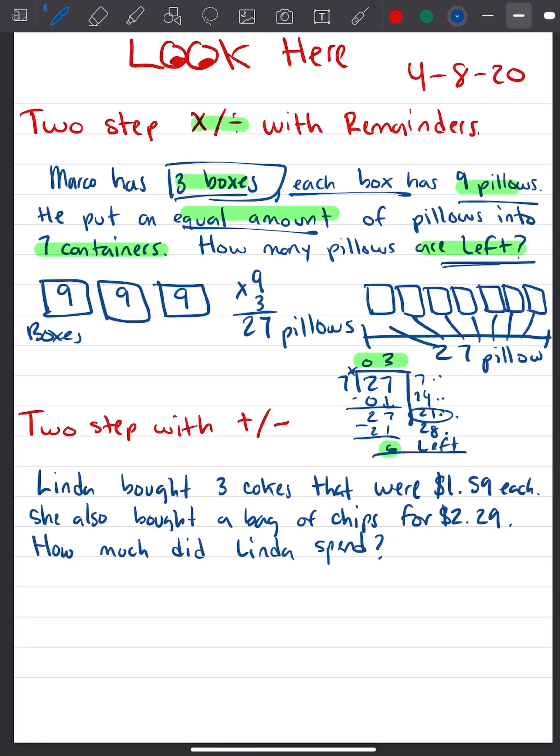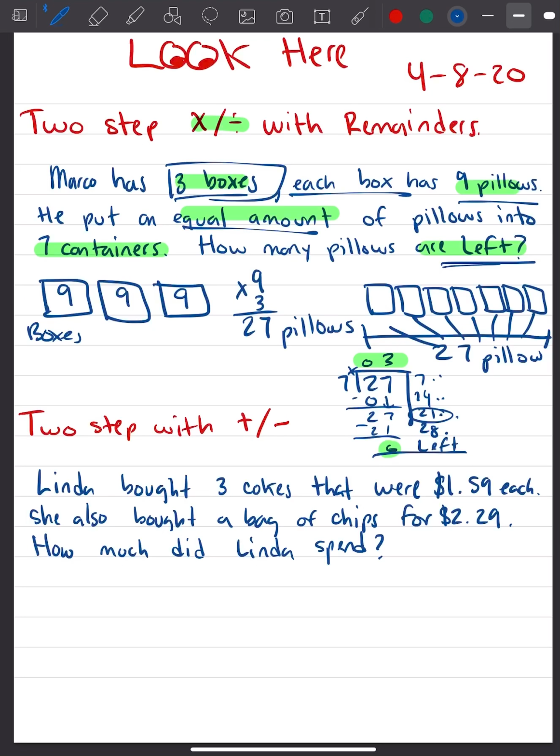Okay, so now we move on to the two-step with adding and subtracting. Let's see what's going on this one. So here it says, Linda bought 3 Cokes that were $1.59 each. She also bought a bag of chips for $2.29. How much did Linda spend?